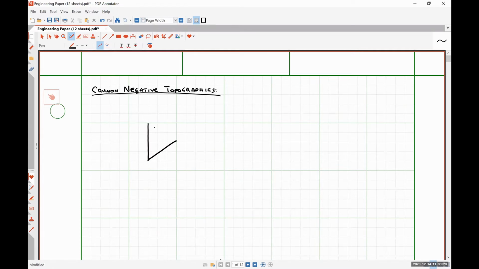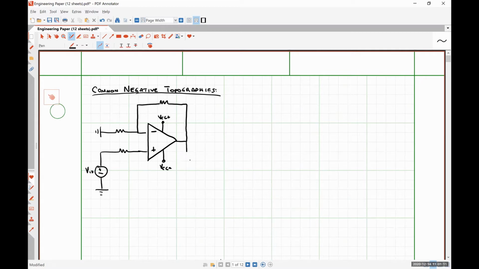And in every case, we are going to make the assumption that our op-amp is sufficiently powered to cause it to behave correctly. So let's see, minus, plus. R1, RL, let's call this guy R3. All right.